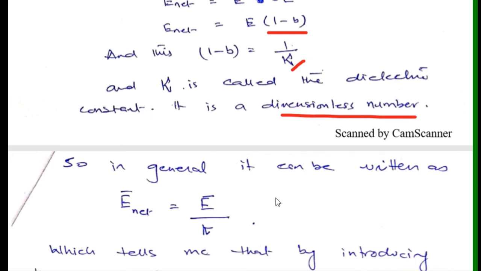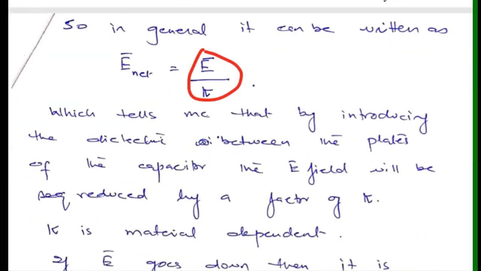Every material has its own dielectric constant number. So these are known numbers. Kappa is a known number. So in general, now we can write E net is equal to E over kappa. So I have this E into 1 minus b, where 1 minus b is equal to 1 over kappa. So I can write this E over kappa. So net E is equal to E over kappa, which means that the net field is reduced when a dielectric is introduced within the capacitor.